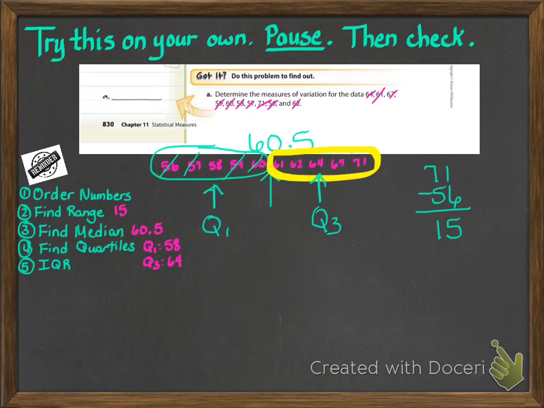All right, and then our last thing to find is our interquartile range. So what you're going to do is take your quartile 3 number and your quartile 1 number and subtract them. Quartile 3 number is the number 64. Quartile 1 number is the number 58. So we're going to subtract those two numbers, and we end up getting 6. So our interquartile range is 6.